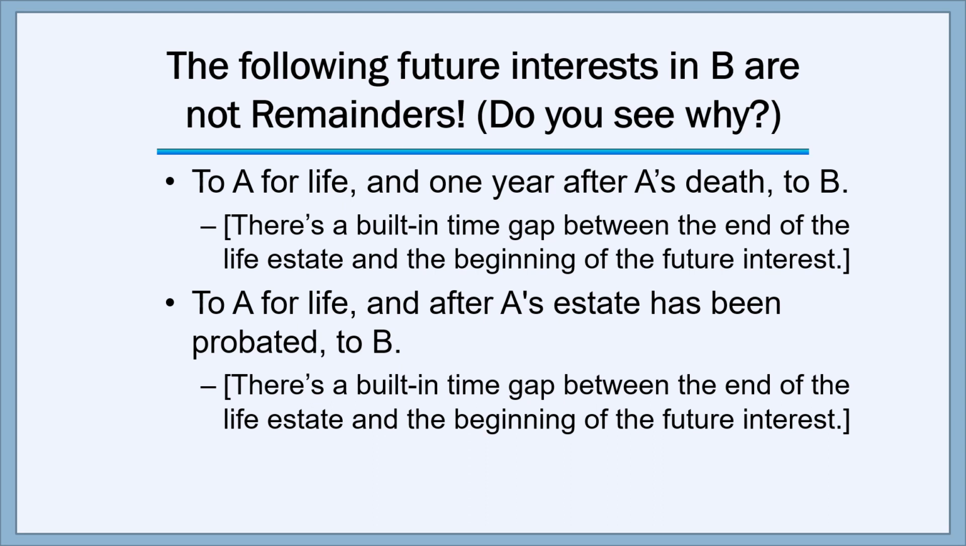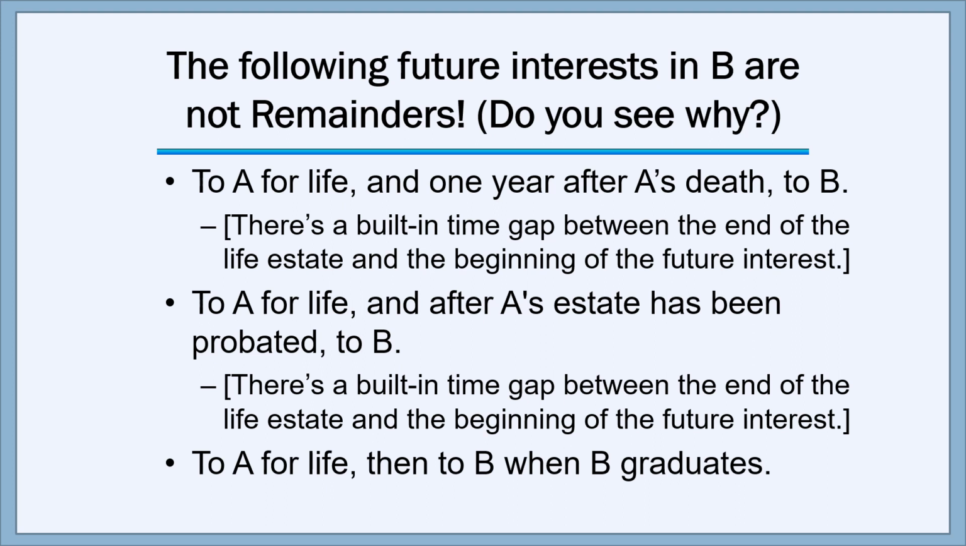It must be an executory interest instead. Now here's a third one, to A for life, then to B when B graduates from college. Well, is there a built-in time gap there? There might be a time gap because B might not graduate until after A dies. On the other hand, B might graduate before A dies, in which case B is eligible to get the remainder as soon as A dies.